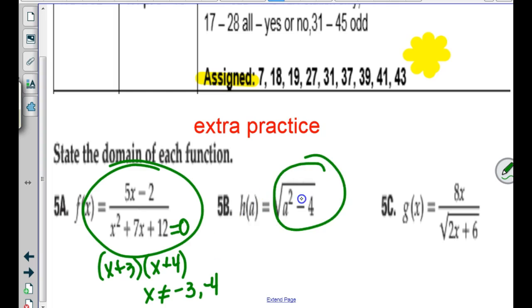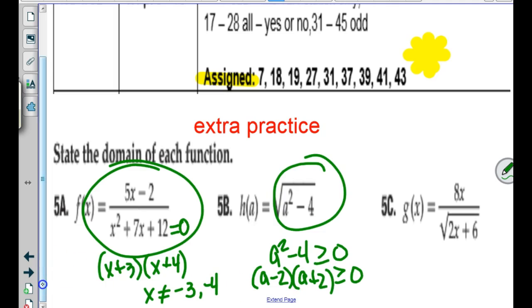Okay, what about this disaster? This would be a good one to graph, but what did I say about underneath a radical? Do you remember? It has to be positive. So a squared minus 4 has to be greater than or equal to 0. If we factor that, we get a minus 2, a plus 2 is greater than or equal to 0. So we have 2 and -2 to worry about. If you actually graph this, it looks like this. Okay, so what are the restrictions on x?